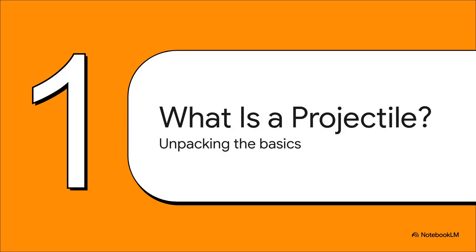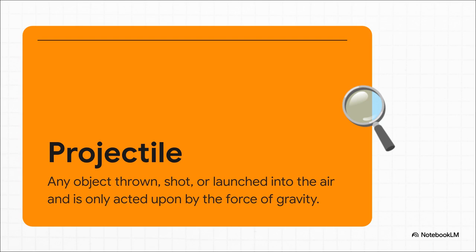Okay, so first things first. Before we can understand how projectiles move, we gotta have a really clear idea of what a projectile even is. Now, the absolute key to this definition is that last part, only acted upon by the force of gravity. This is our starting point, our foundational rule. For this perfect, ideal model we're building, we're going to ignore all the messy stuff for a minute, things like air resistance or engine power. It's just the object and gravity, locked in this pure, predictable dance.